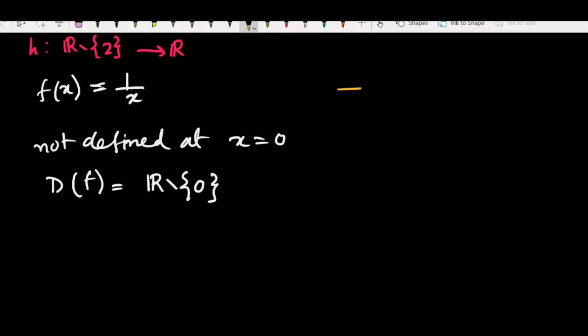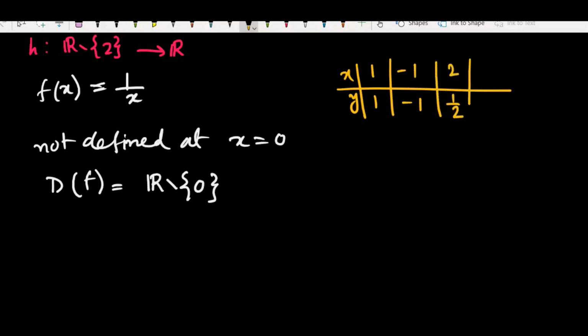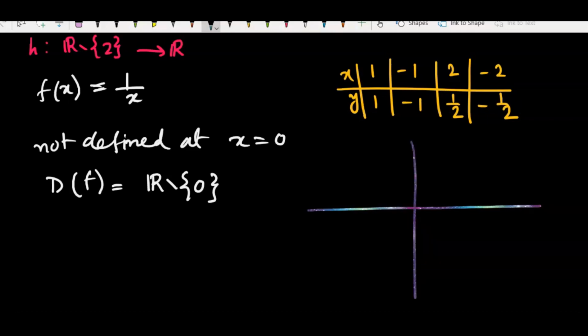Now let's draw its graph. So we make the table of x and y. At x equal to 0 it is not defined. At x equal to 1 it is 1. At x equal to minus 1 it is minus 1. At x equal to 2 the function is half. At x equal to minus 2 the function is minus 1 by 2. So how does the graph look? It looks like this.